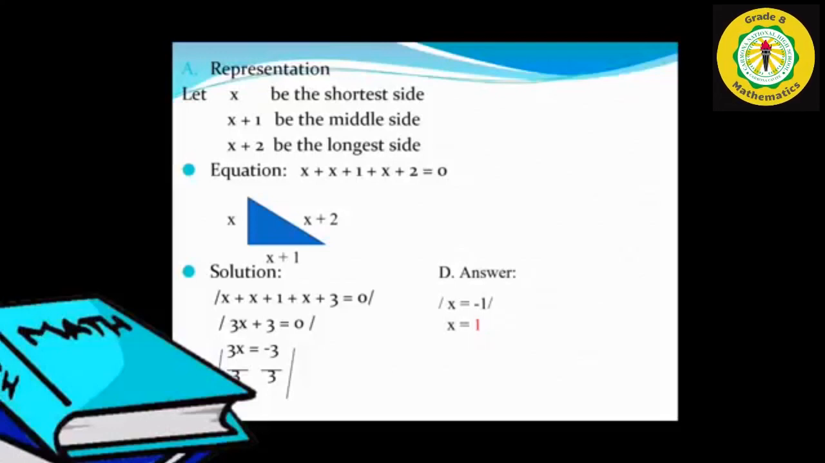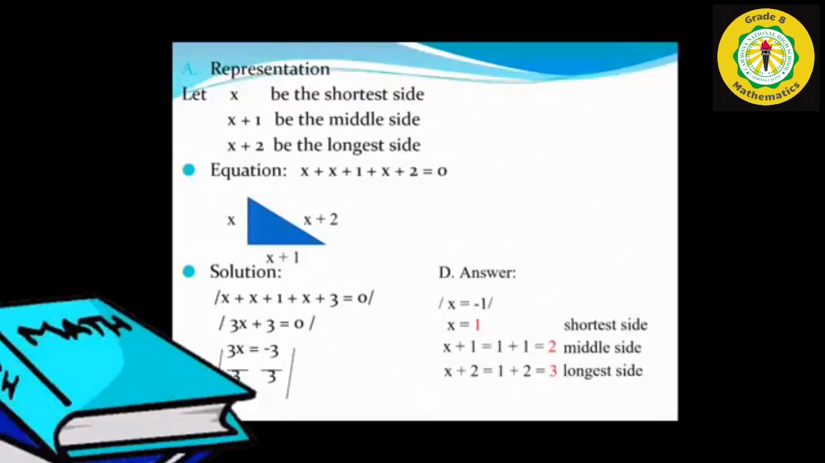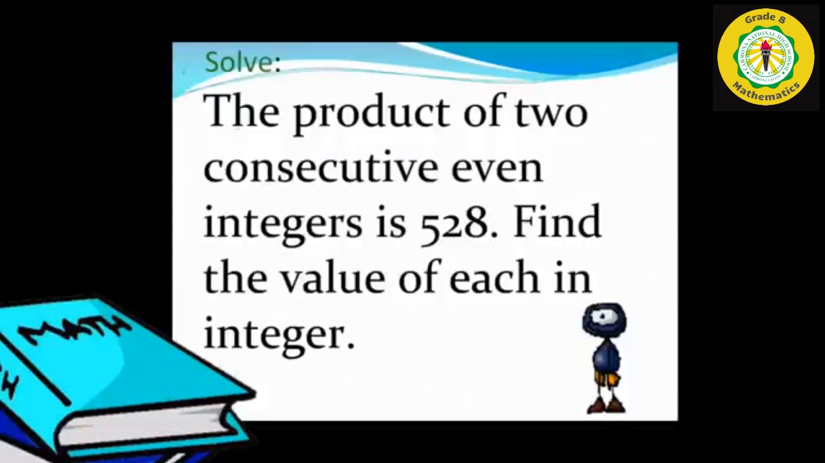So to get the length of the sides of a triangle, we need to substitute our answer to the given expression. Since the shortest side is x, so our shortest side is 1. The middle side is x plus 1, so we need to substitute 1 plus 1 is equals to 2. For our longest side, the expression is x plus 2, so we need to substitute 1 plus 2 is equals to 3.